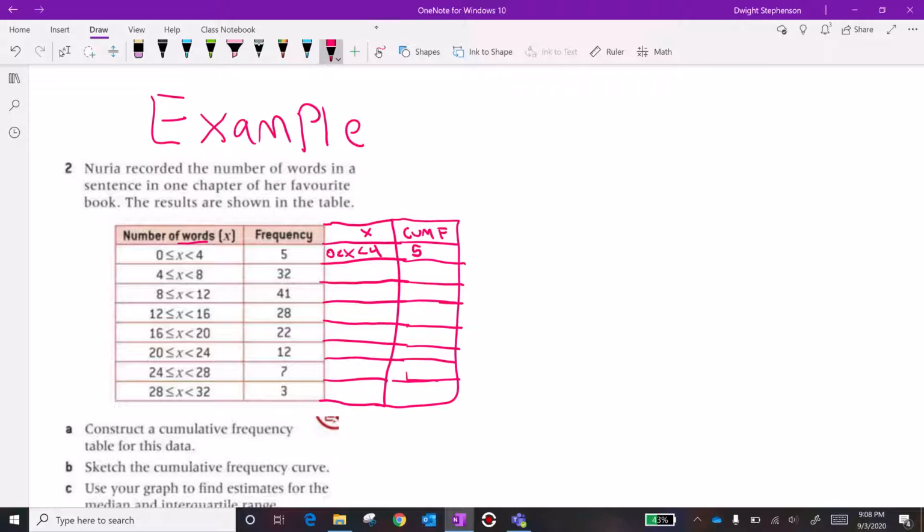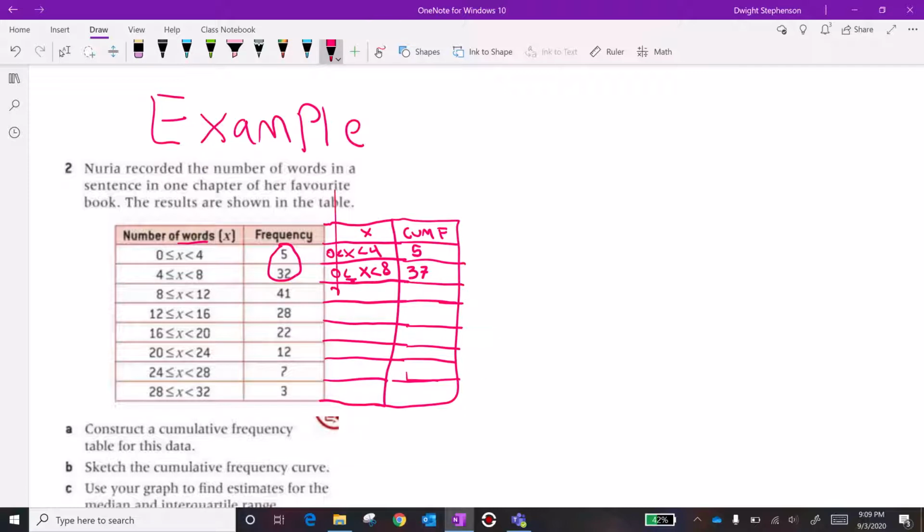And then the next one's going to be between 0 and 8, right? So notice it's not 4 to 8 like this one. This one's 0 to 8 because we're going cumulatively from 0 all the way to 8. And so the number of sentences that have between 0 and 8 words is both of those together. So you add those, 37.